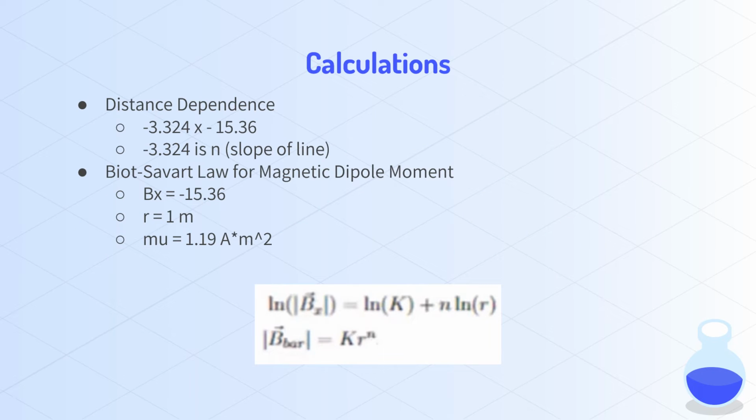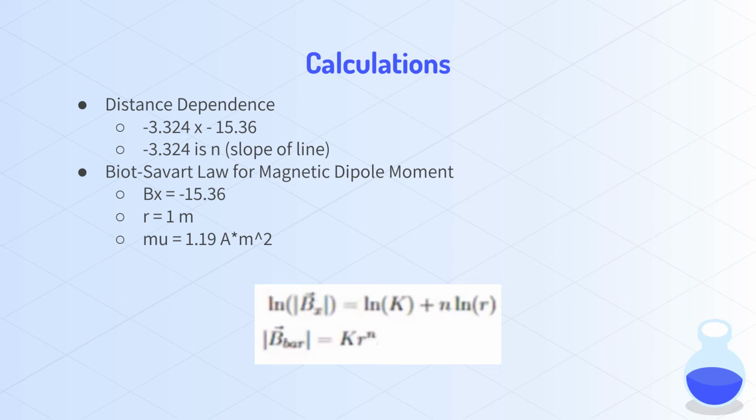Moving back to the calculations, I used the distance-dependent equation that resulted from when we graphed the magnetic field against the distance. Using this equation and the slope of the line, which was once again negative 3.324, we can then apply the Biot-Savart law and find the magnetic dipole moment. First, we determine K by plugging in all of the values we already know into the Biot-Savart law. From the distance dependence equation, we know that Bx is equal to negative 15.27, and this allows us to solve for K, which we find is 2.33 times 10 to the negative 7th.